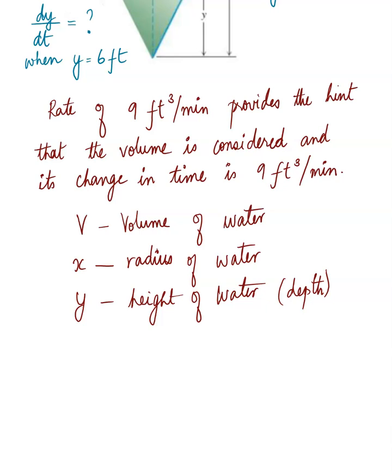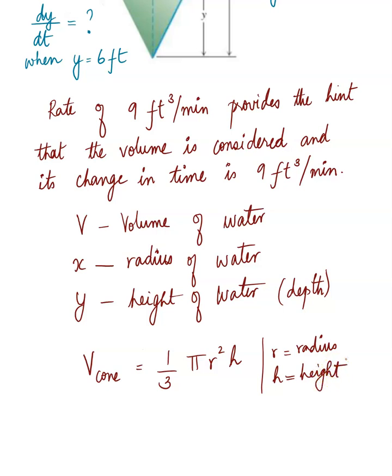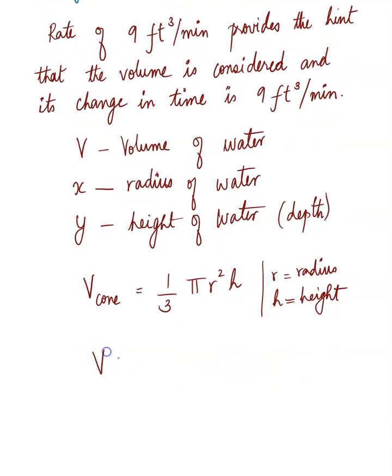Or you could do a quick search, and that will give you the volume of a cone is 1 by 3 pi r squared h. This is how they give us, where r is the radius of the cone and h is the height of the cone. But we are calling them x and y, so quickly replace this as V equals 1 over 3 pi x squared y. If you'd like to keep it as r squared and h, totally fine. Please go for it.